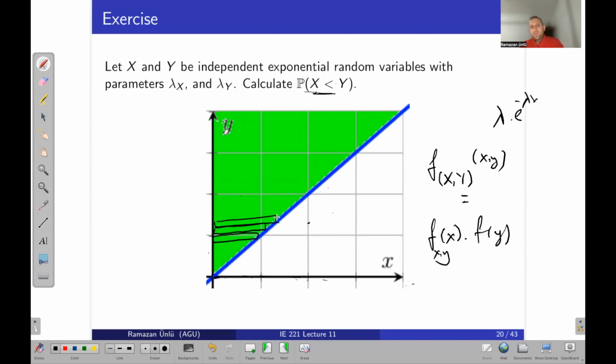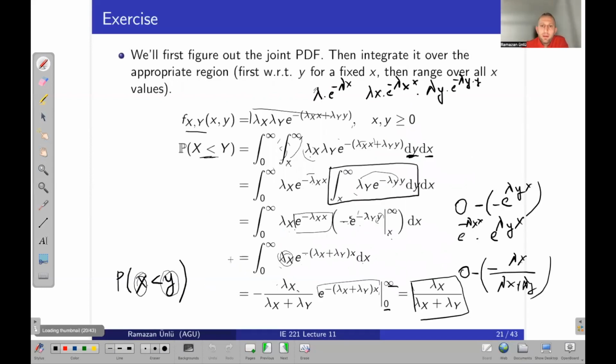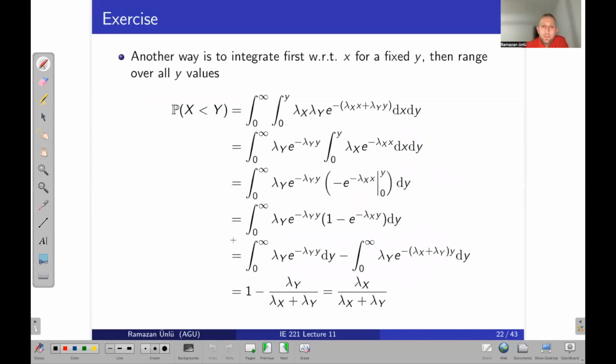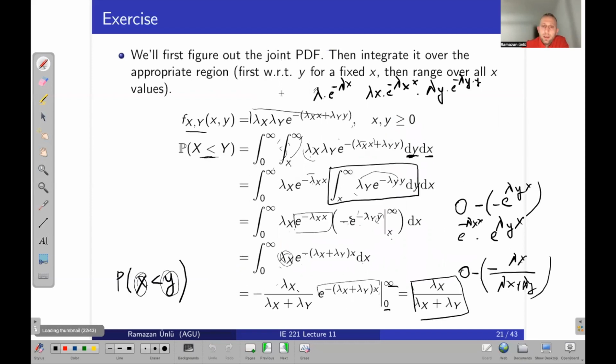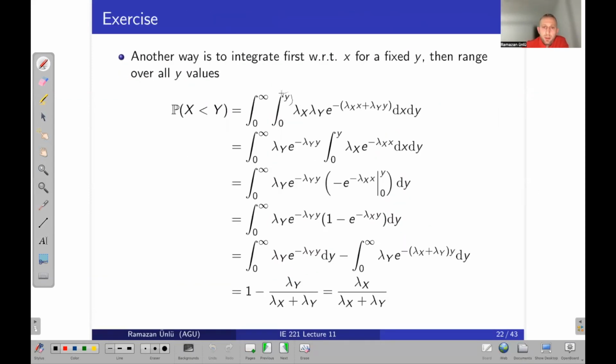So in this case, I need to evaluate the integration for y, and the y will start from 0 to infinite, right? And x will start from 0, but that will go to the y, right? Am I right? Let me check that one. It will start from 0 and it will go to the y.